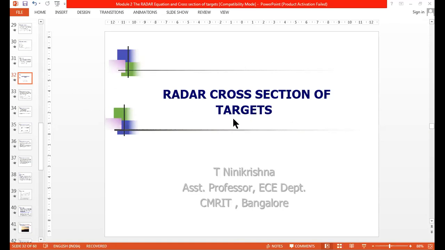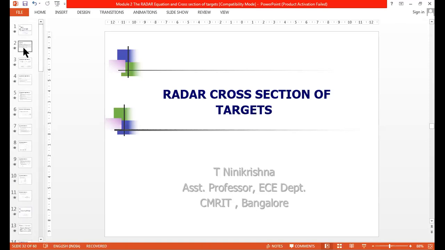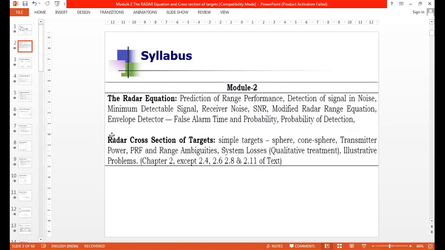Now today we'll discuss the next topic. So this is the part 2 of module 2. I'll just show you the syllabus again. So radar cross-section of targets. Now today in this video we'll be dealing with simple targets, sphere and cone sphere. Okay. So let us start.